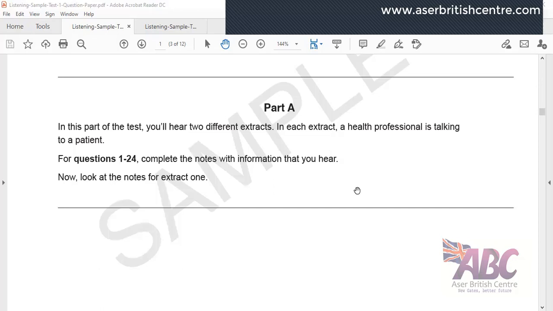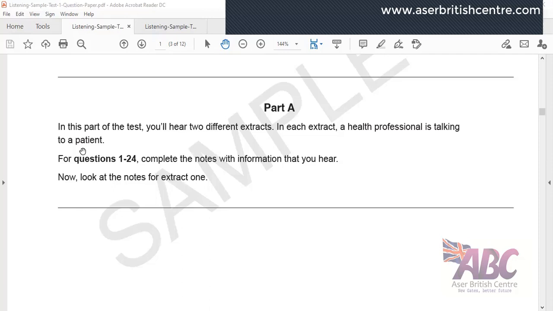In this part of the test, you will hear two different extracts. In each extract, a health professional is talking to a patient. How can I answer this part of the questions here? We have questions from 1 to 24, and it is asking you to complete the notes with information that you hear. What I want you to know and pay attention to is that the answer will come from the patient. So the patient will say the answers, not the medical professional.